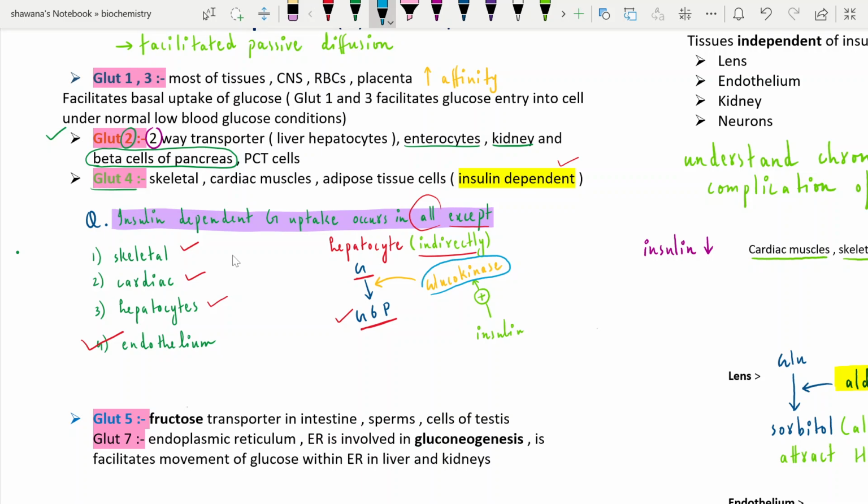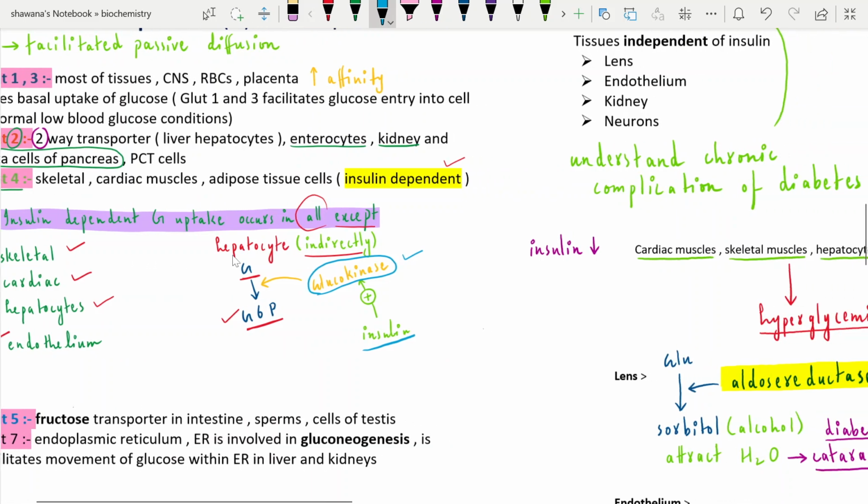When I say that hepatocytes are indirectly dependent on insulin, it means that glucokinase has its effect because of insulin. The hormone insulin influences glucokinase to convert glucose to glucose 6-phosphate. So in this aspect, glucose transport in the liver is also insulin dependent, but indirectly.